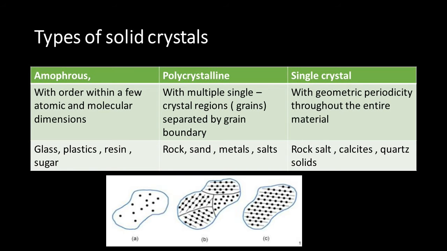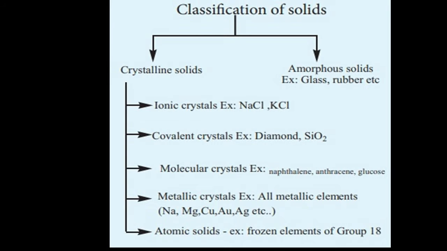While a single crystal is described with geometric periodicity throughout the entire material. For example, rock salt, quartz, calcite. Under crystalline solids, we have ionic crystals, covalent crystals, molecular crystals, metallic crystals, and atomic solid crystals. So those are some of the classifications under crystalline solids. Let's find out the difference between those different classifications.